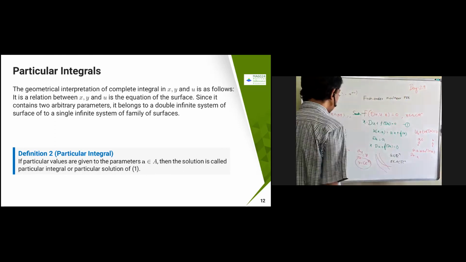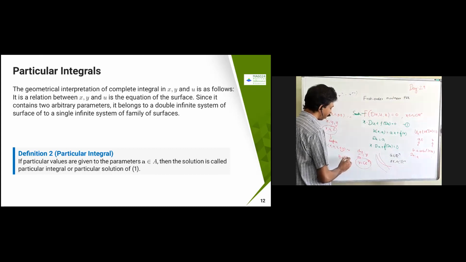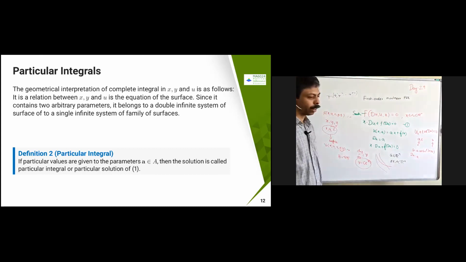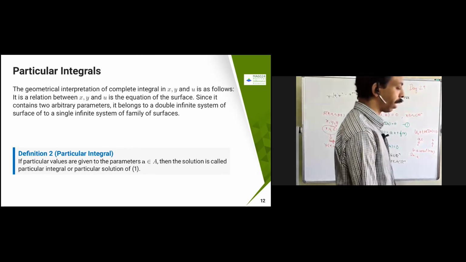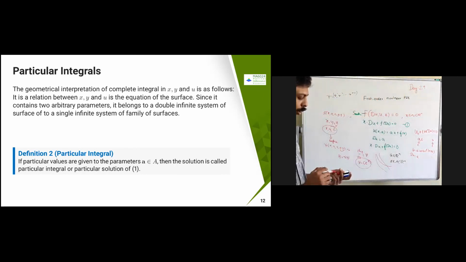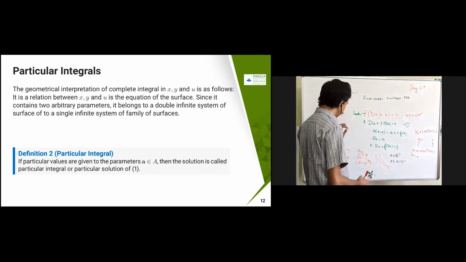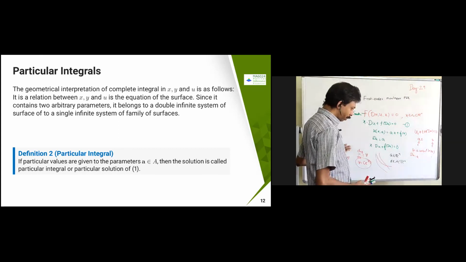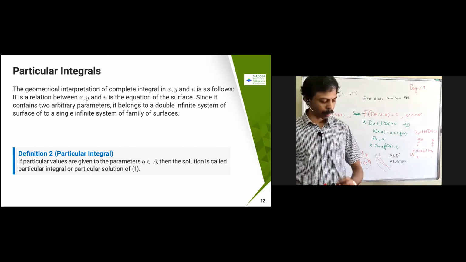Or sometimes, if I say b is equal to psi of a, in that case it is going to become a single infinite system of surfaces. So these are the geometric interpretations. In the ODE case, we have a family of curves. Here, since there are two parameters, you are going to get a double infinite system of surfaces.